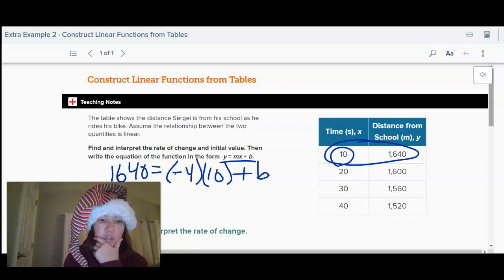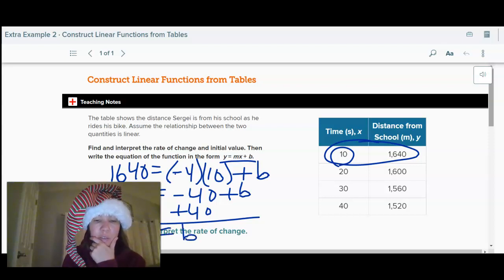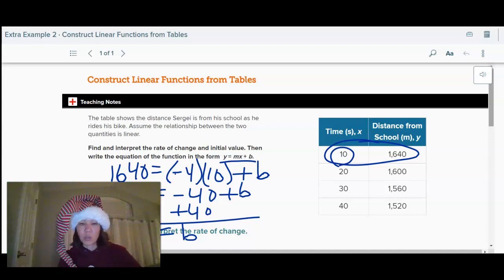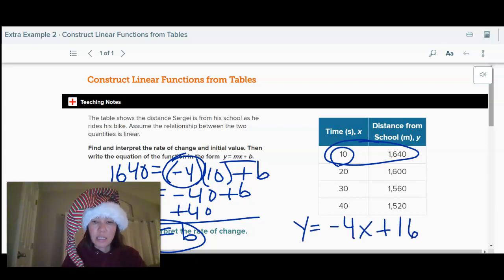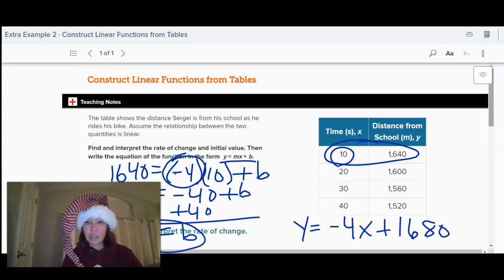So solving this equation for b, this will be negative 40 plus b, and then we would add 40 to both sides to get that 1680 equals b. So our initial value, the initial distance from school, is 1680, and he gets closer and closer every second as he's riding his bike. But our initial value is b, and our slope is negative 4, so we could say y equals negative 4x plus 1680. So the equation, once we find the slope and the y-intercept, plug them in to write your equation.